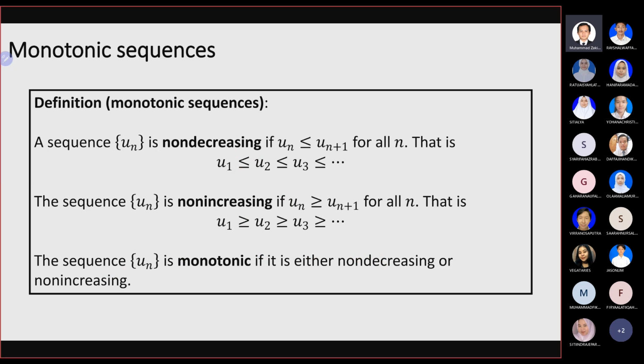Jadi barisan itu kita katakan tidak turun kalau suku selanjutnya itu selalu lebih besar atau sama dengan suku sekarang. Kemudian kita katakan tidak naik kalau suku selanjutnya selalu lebih kecil atau sama dengan suku yang sekarang. Dan kita katakan barisan tersebut monoton kalau dia barisan yang tidak naik atau tidak turun, salah satu saja.